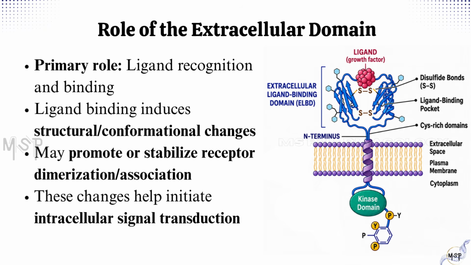However, its role is not limited to simply binding the ligand. Ligand binding can also produce structural changes in the receptor and, in many receptor families, promote or stabilize the association of receptor molecules with one another. This brings us to the second important structural component.